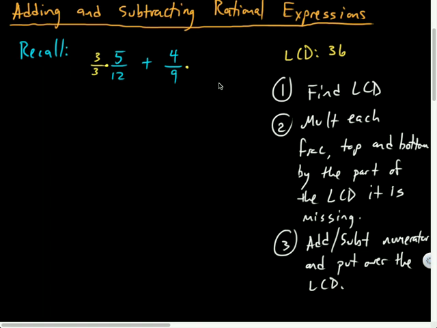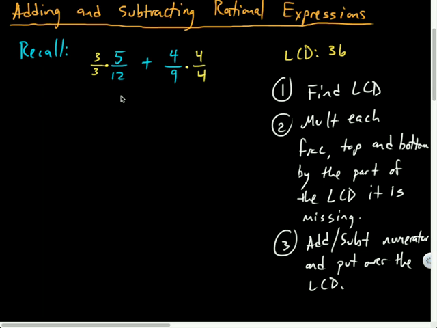But anyways, what would I multiply 9 by to get 36? 4. So I'd multiply top and bottom by 4. And notice 4 over 4, that's equivalent to 1. Multiplying by 1, it's not going to change the value. It just changes the way it looks.